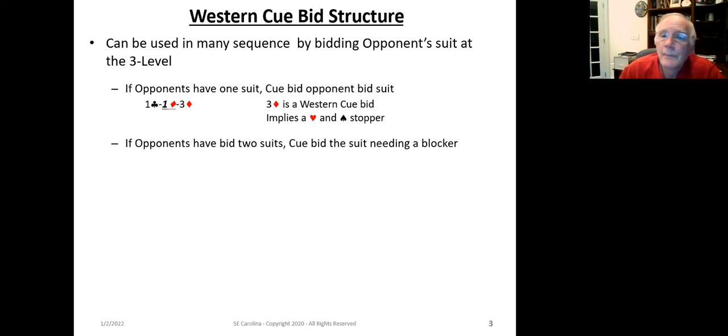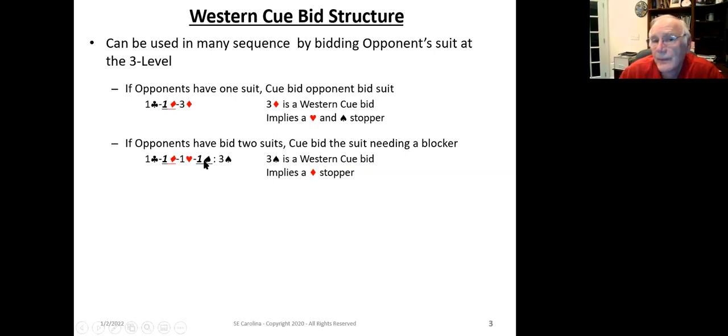Now if the opponents have bid two suits, in this particular example, your partner opened the club and then the opponent overcalled the diamond. Then you showed four hearts, and then the opponent showed five spades, because he did not make a negative double.